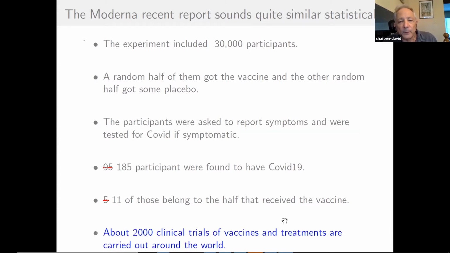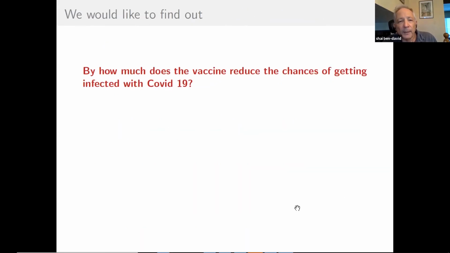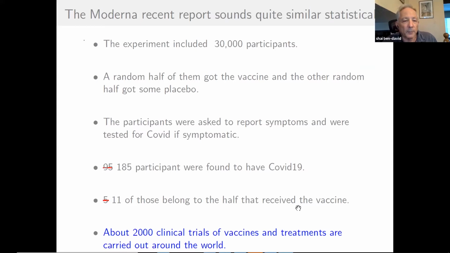One more thing to bear in mind, here, I hope that you see the bottom of the slide, is that at the same time, about 2,000 experiments with vaccines and treatments are going on around the world. That's something to bear in mind because many experiments are being conducted in parallel, and we only hear about the most successful of them.